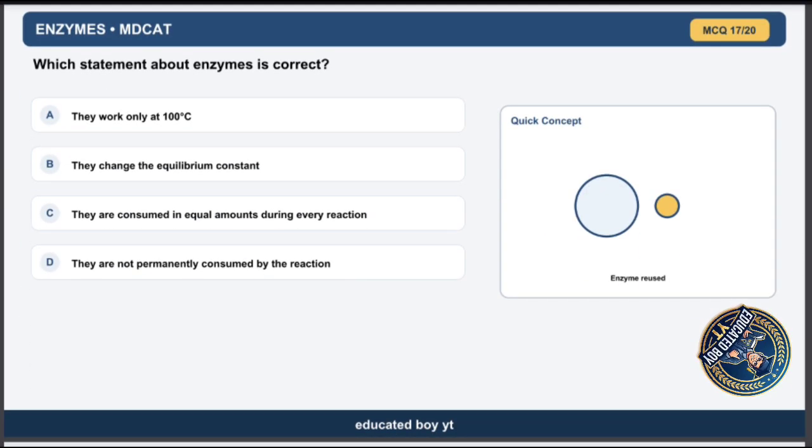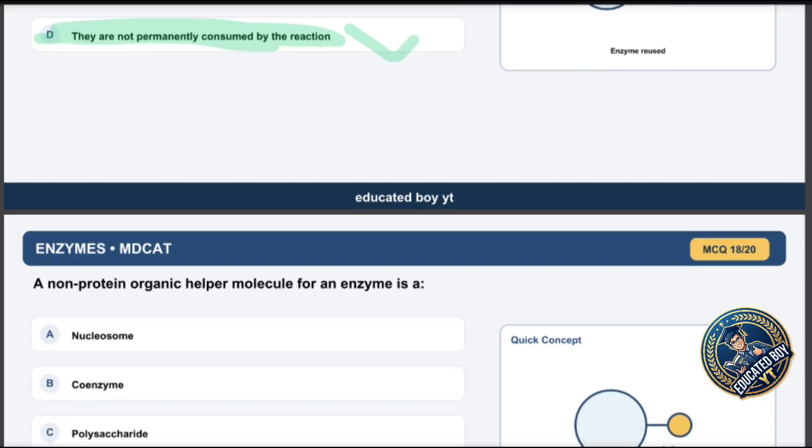Question number 17. Which statement about enzymes is correct? Option A, they work only at 100 Celsius. Option B, they change the equilibrium constant. Option C, they are consumed in equal amounts during every reaction. Option D, they are not permanently consumed by the reaction. So right option is option D. Option D is correct for this question. They are not permanently consumed by the reaction.